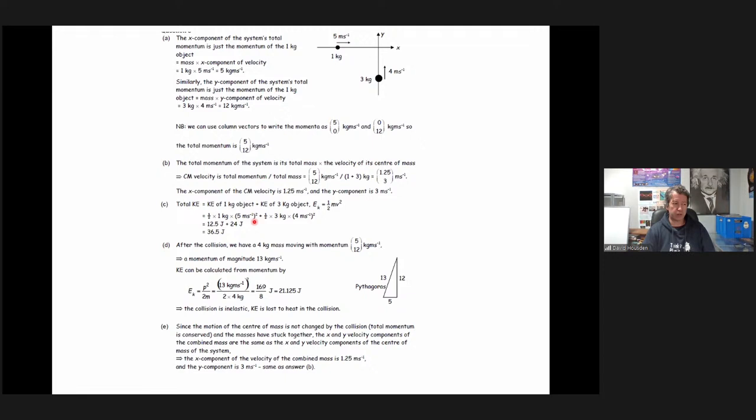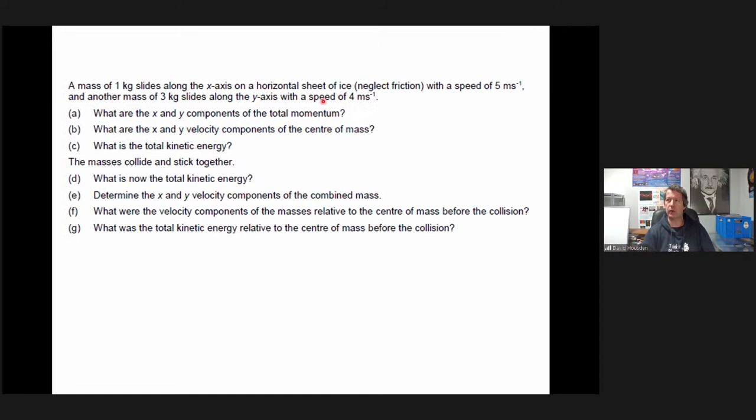And then the two things collide. But what we can say is because momentum is conserved, there's no external forces, it's on a frictionless surface, it's flat, that this object is going to travel off with the center of mass velocity, because it tells you in the problem that they collide and they stick together.